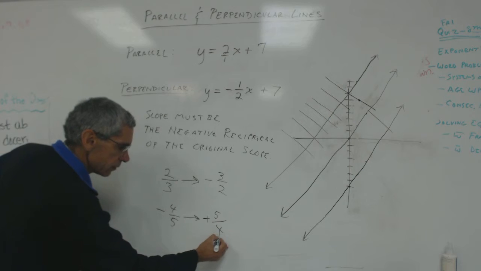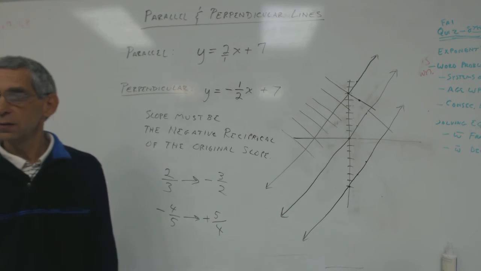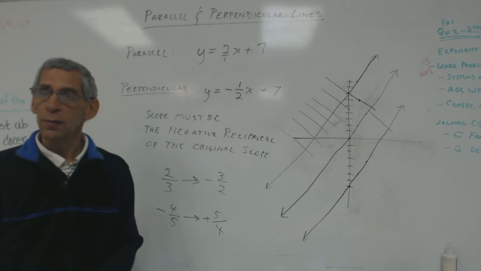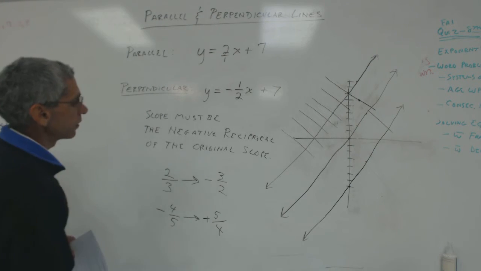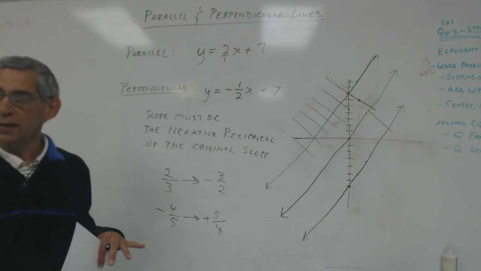Does that make sense? If you were doing proper fractions, it would be different, but for slope, you usually keep it as just a fraction. So does that make sense? You guys get that? Yeah.